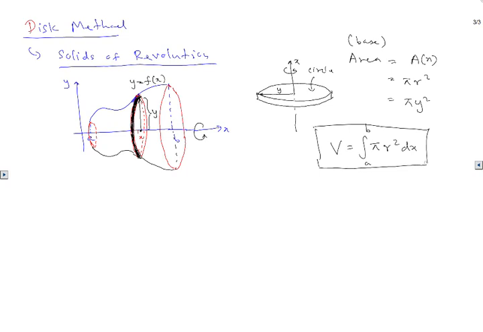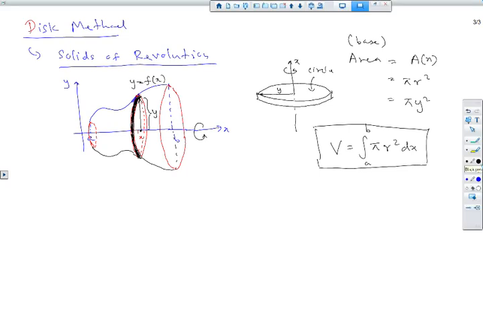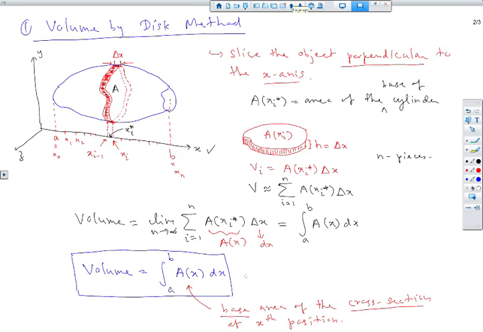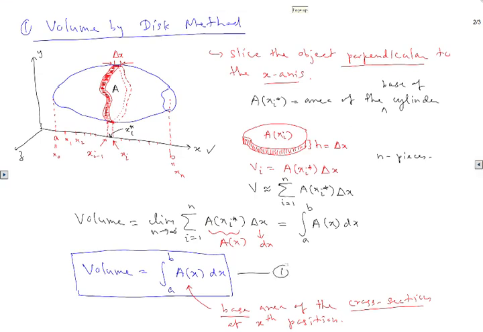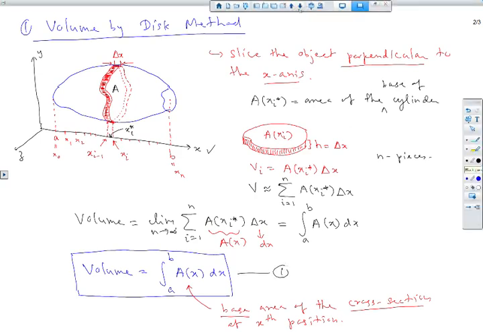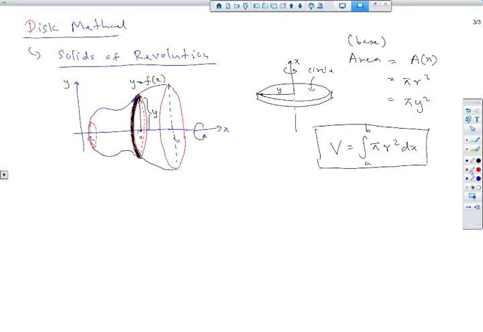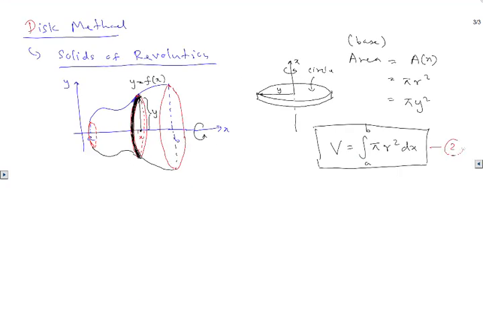So this is formula number 1, and now we have formula number 2, which is slightly modified. R is the radius here. In this case, r simply becomes the y coordinate. So that's the theory for the disk method.